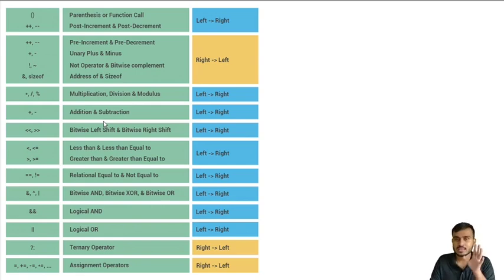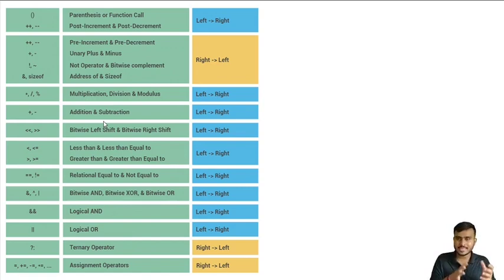In the third column on the screen I have written things like left to right, then right to left. For a few operators it is left to right, and for a few operators it is right to left. In each and every row either left to right or right to left is written. So whenever there is a conflict, you have to either solve the expression from left to right, or from right to left. This is what is called associativity.